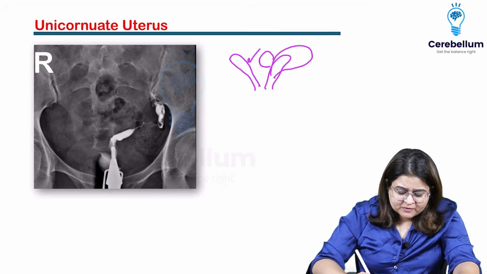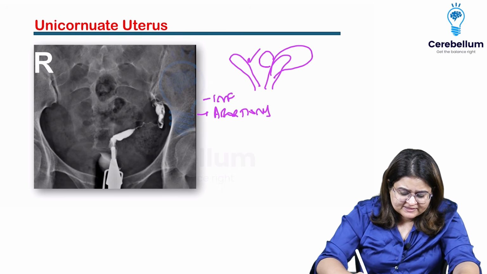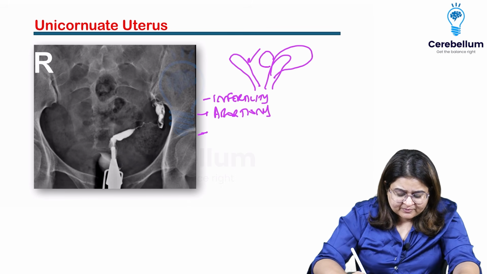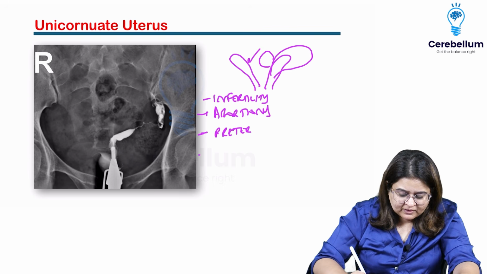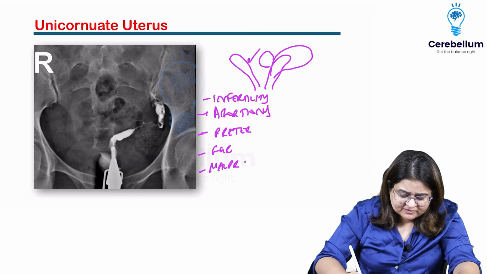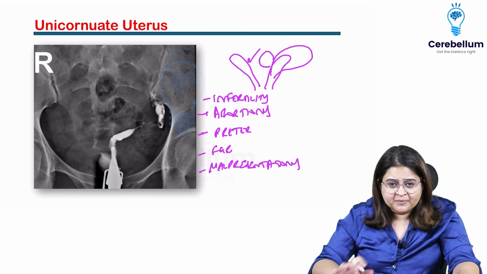Now, unicornuate uterus presents very commonly with recurrent abortions. In fact, before this, it can present as infertility. It can present as abortions. It can present as preterm labor, as fetal growth restriction, and as malpresentations. Okay, so this is how unicornuate uterus will present.